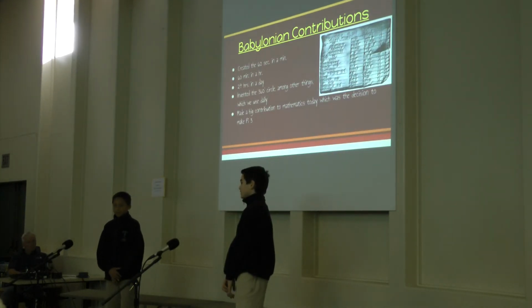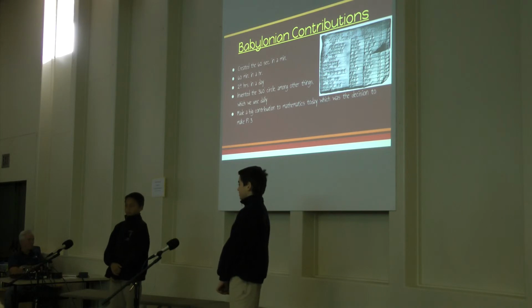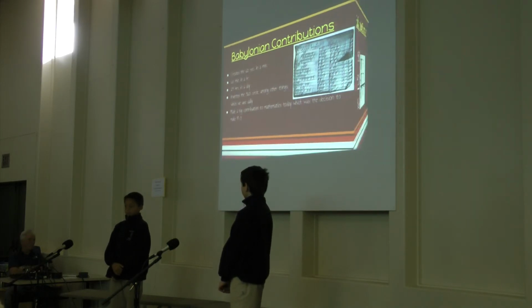And the Babylonians created the 60 seconds in a minute, 60 minutes in an hour, 24 hours in a day. They also created the 360-degree circle, among other things used daily. And they made a big contribution to mathematics today, which was their decision to make pi 3.